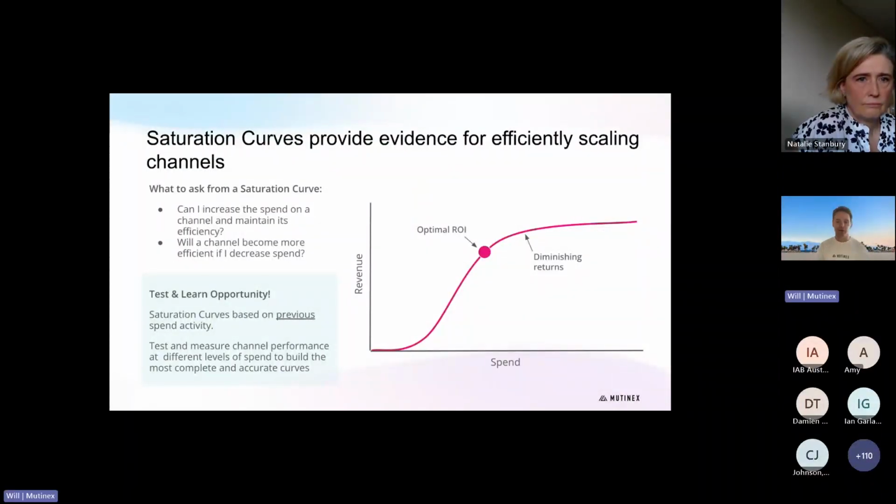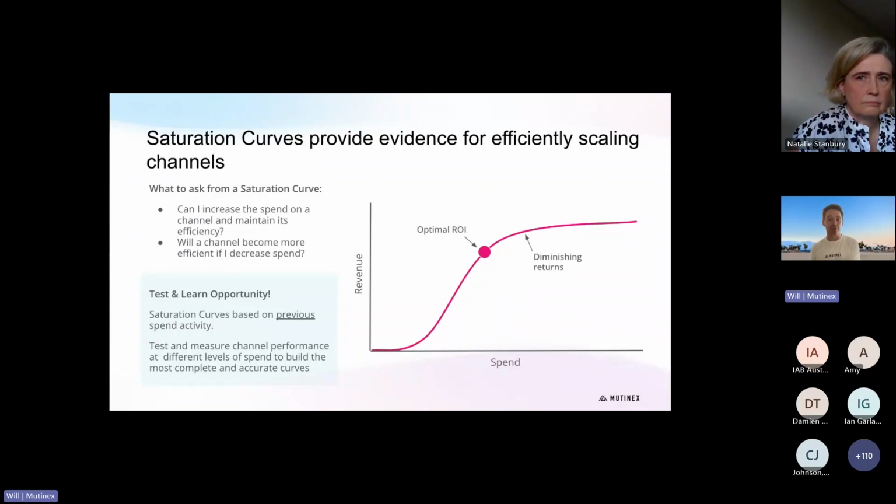And this is where we come back to the saturation curves. So if you want to look at, can you scale a channel, or what would be the impact if you reduced your investment on a channel? This is where saturation curves are going to be the insight for that decision. As I say, you want to be at the top of that vertical part of the curve. That's going to be your optimal ROI before you start hitting that point of diminishing returns. So the questions you should be asking of a saturation curve is, can I increase the spend on a channel and maintain this efficiency? And will a channel become more efficient if I were to decrease spend on it?